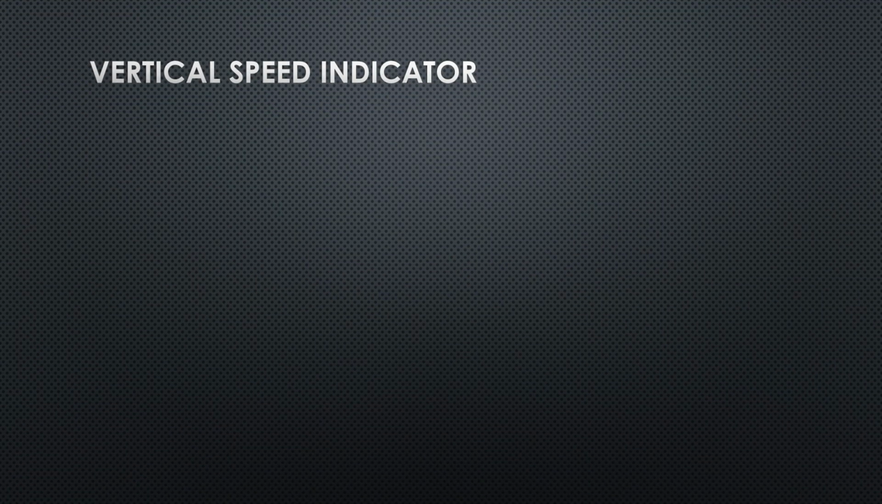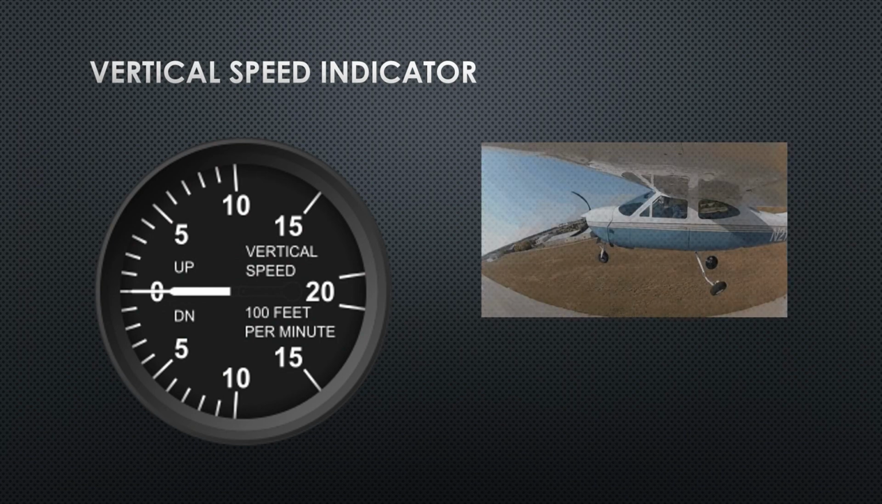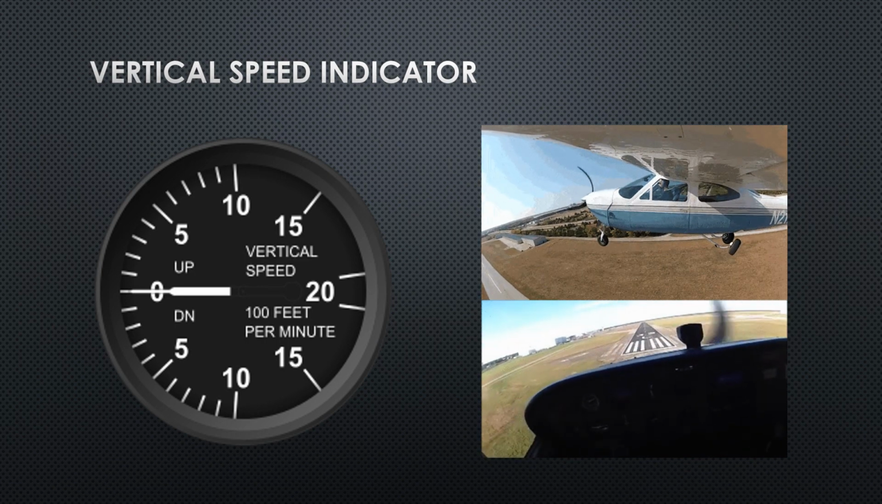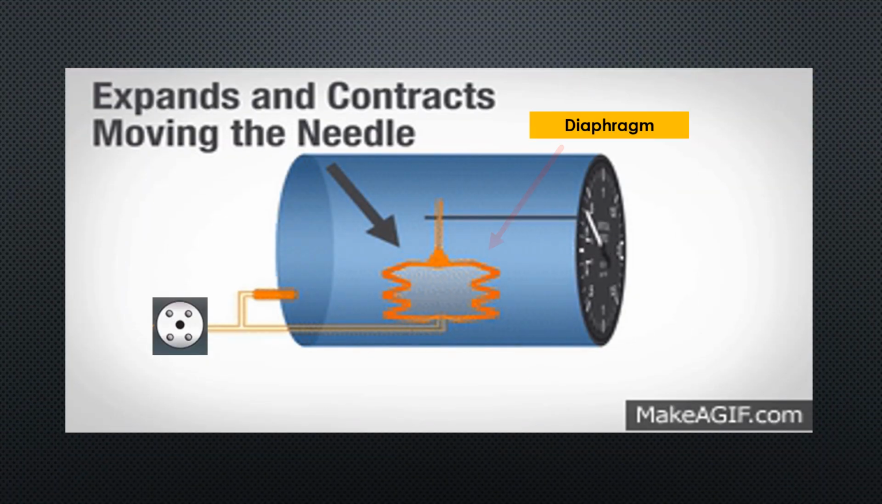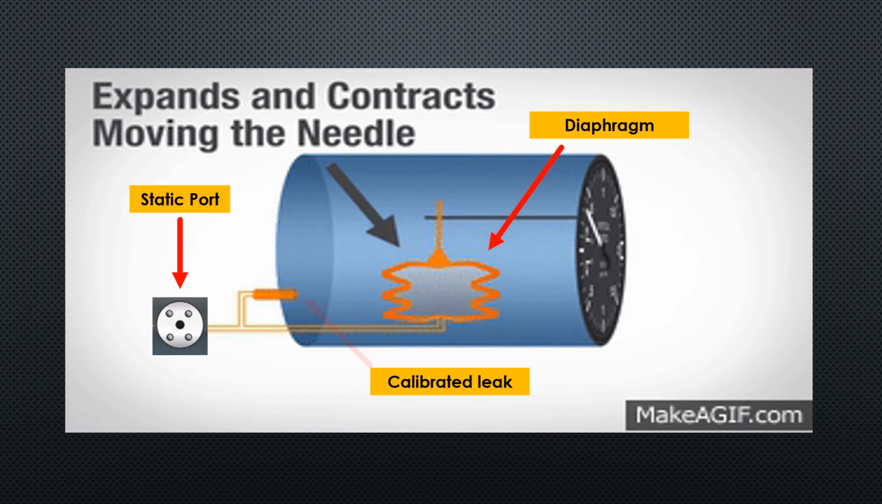The vertical speed indicator is a differential static pressure instrument that indicates the rate of climb and descent of the aircraft in terms of feet per minute. The diaphragm is connected directly to the static port and mechanical linkages to the face of the instrument. It is located inside an airtight case which receives static pressure via calibrated leak, which is a tiny hole that restricts the flow of pressure.